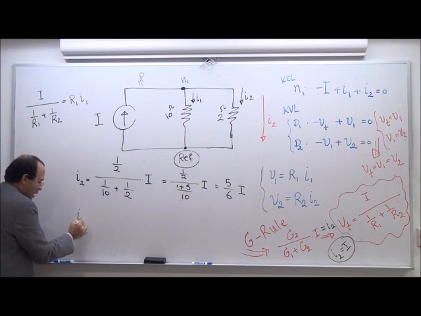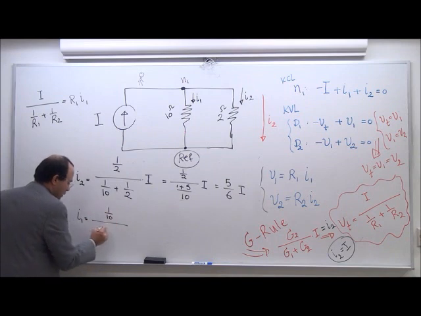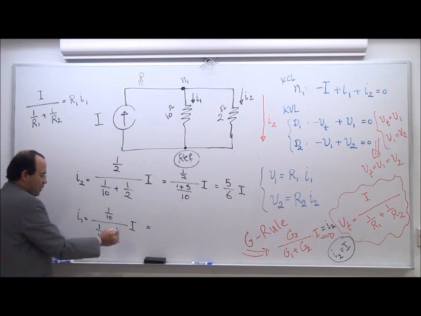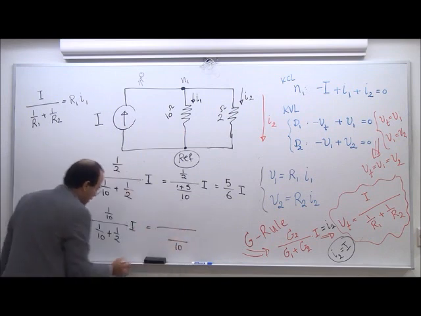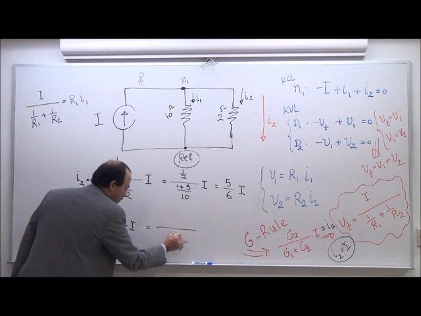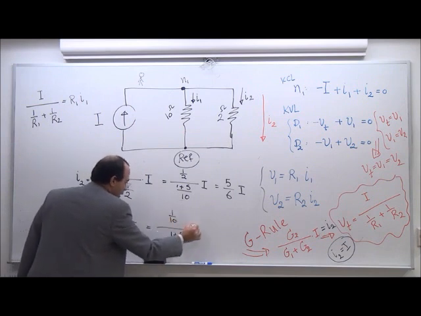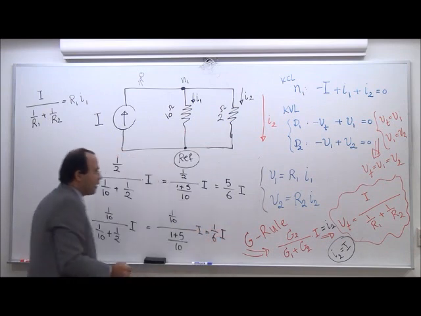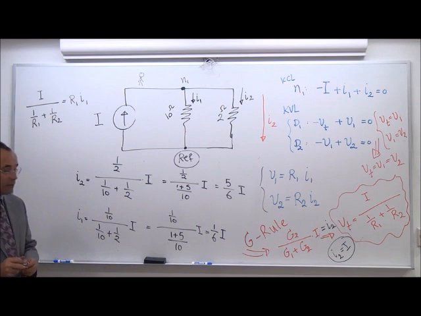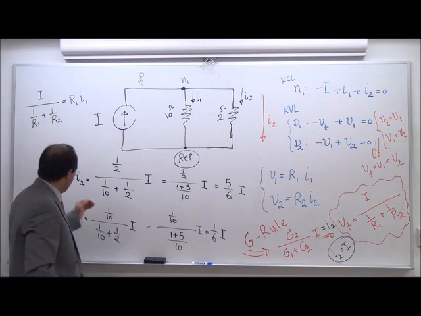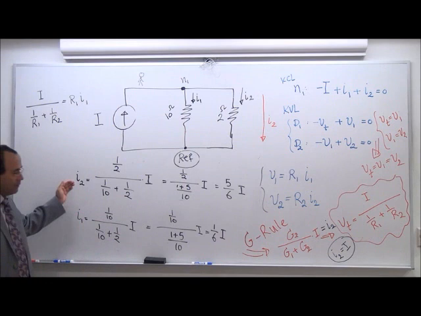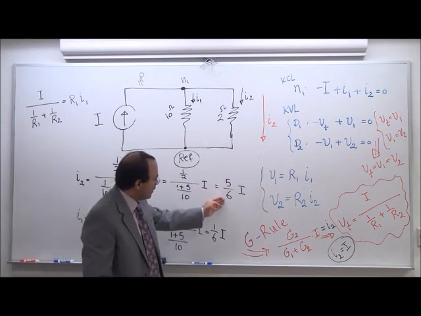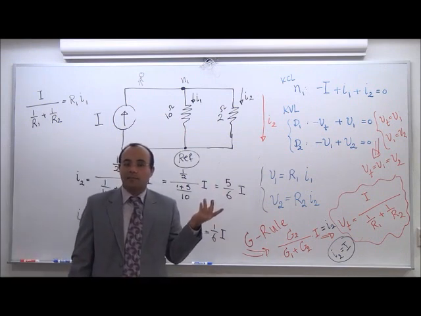When I want to calculate I1, I1 becomes 1 over 10, that's the G rule, divided by 1 over 10 plus 1 over 2 times I. And if I simplify this, taking the common denominator, that's 10, this is going to be 1 plus 5, but on top I have 1 over 10 I, and if I simplify 10 and 10, I'm going to get 1/6 I. There are a few things I note when I get to this conclusion. First, I1 plus I2 is capital I. 1 over 6 plus 5 over 6 times I is going to be 6 over 6. It's going to be 1 I.